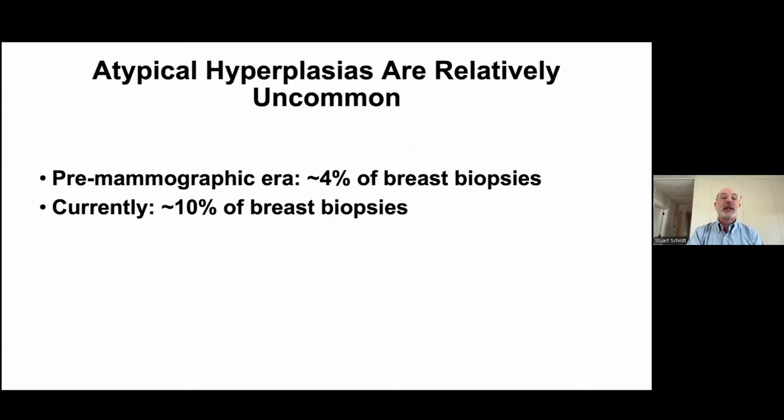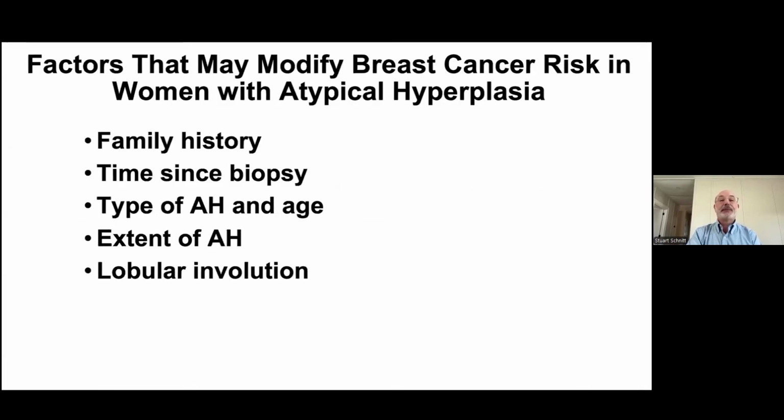Atypical hyperplasias are relatively uncommon. In the pre-mammographic era, where breast biopsies were performed because of a palpable mass or something you could feel, only about 4% of breast biopsies showed atypical hyperplasia. Currently, with the use of screening mammography, approximately 10% of breast biopsies or so show atypical hyperplasia. So even though this is more than doubled in detection since the pre-mammographic era, still only 1 in 10 breast biopsies will show atypical hyperplasias.